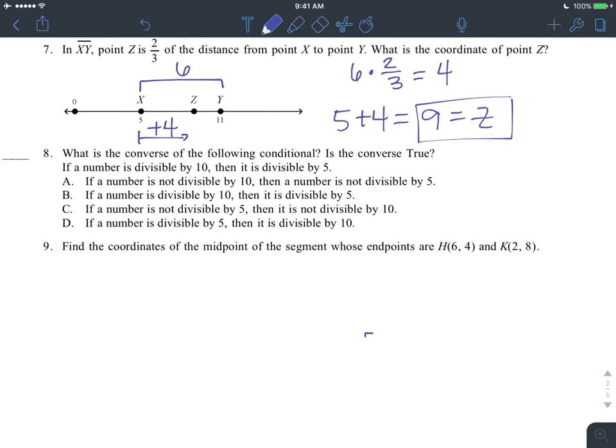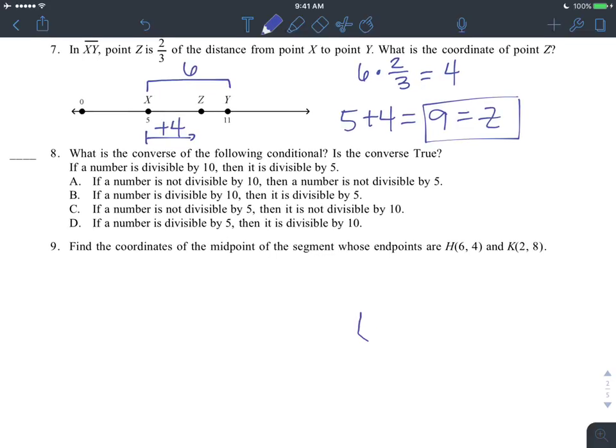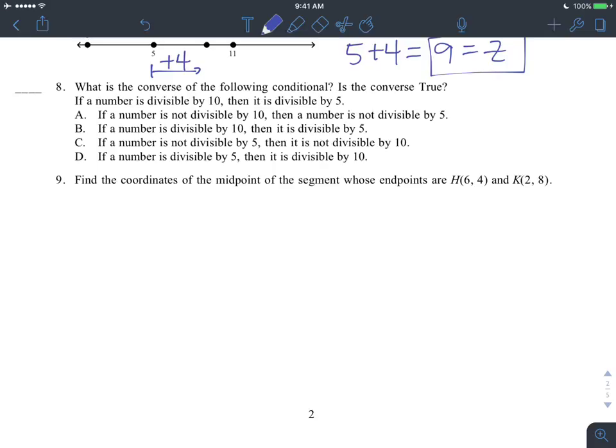Okay, number 8. What is the converse of the following conditional, and is the converse true? If a number is divisible by 10, then it's divisible by 5. So our converse is going to be opposite. If it's divisible by 5, then it's divisible by 10.